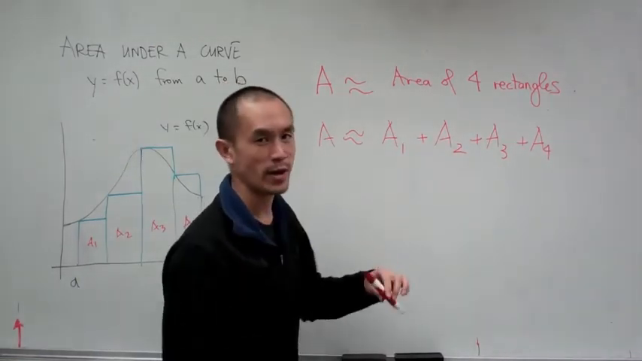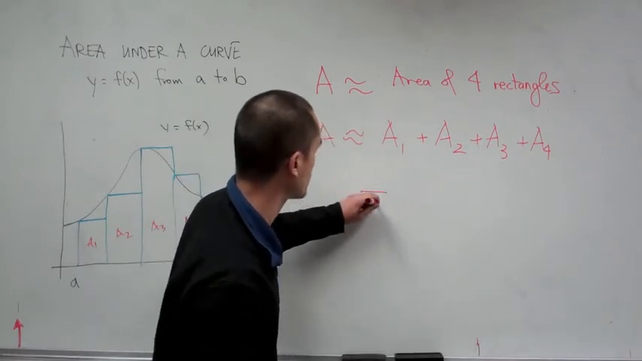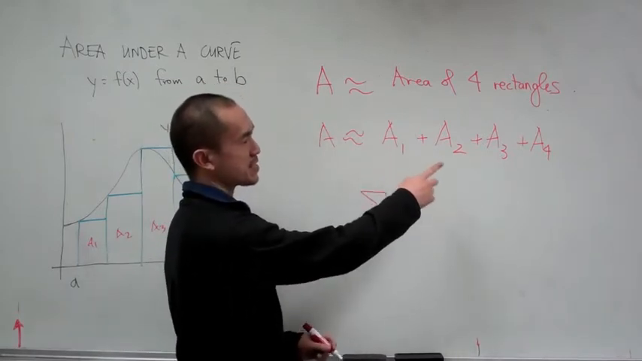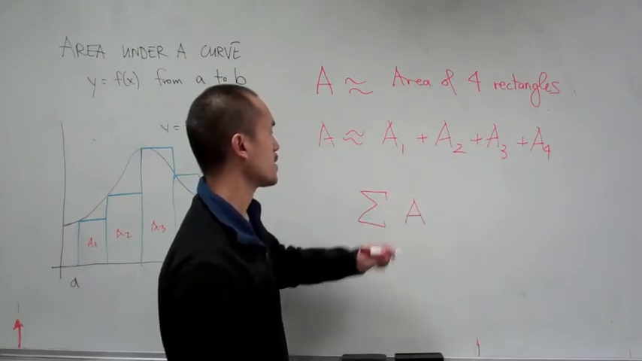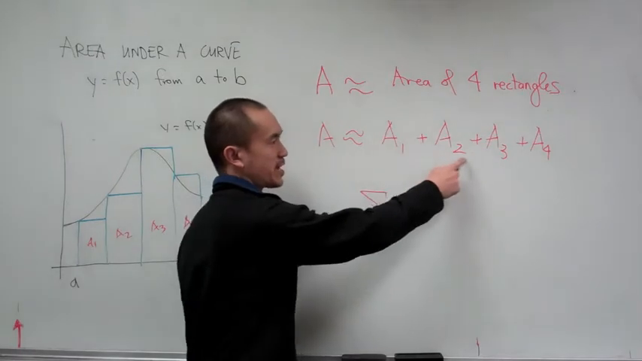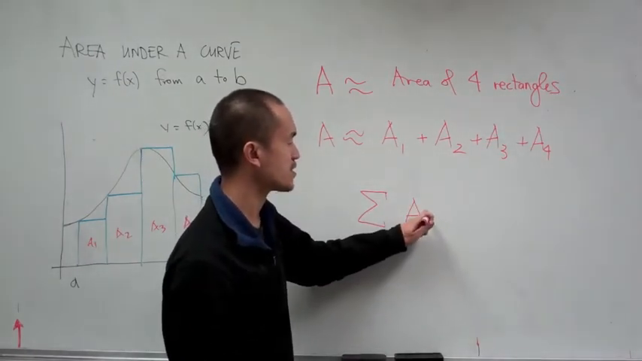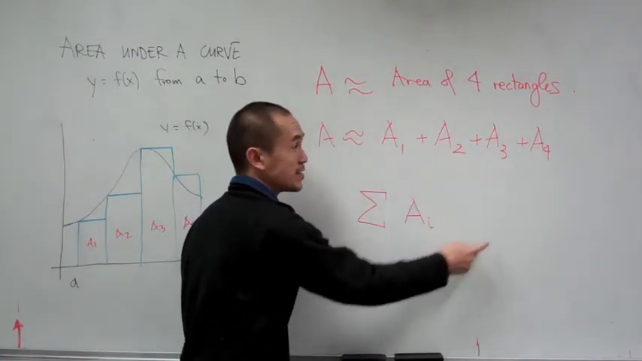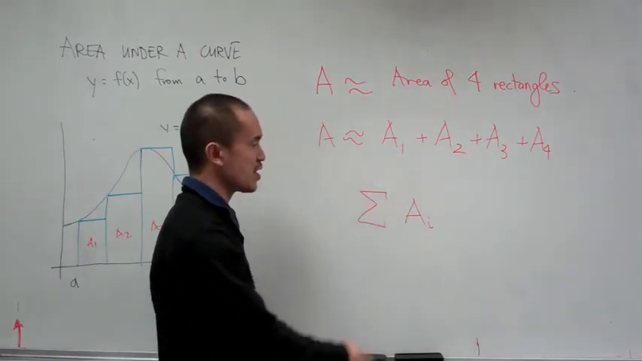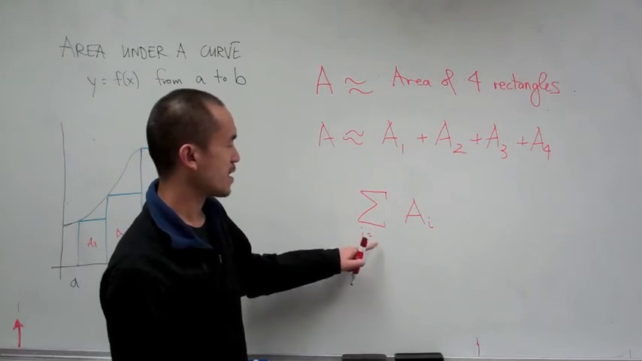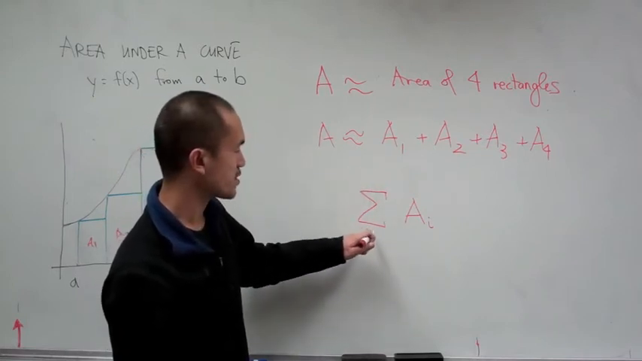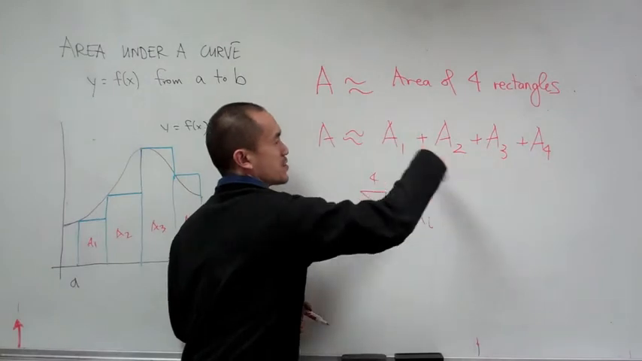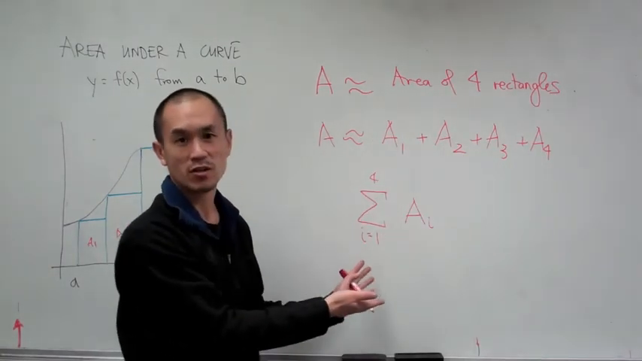The way we indicate you want to add a whole bunch of things together, we use the Greek letter sigma. I want to specify that I'm adding areas together, so I'm going to put A. But I don't want to specify if I'm doing the first, the second, the third, or the fourth, so I'm going to put an index i here. This is like a variable. When i is equal to 1, I mean the first one. When i is equal to 2, I mean the second. When i is equal to 3, I mean the third. When i is equal to 4, I mean the fourth. In the sigma notation, you want to indicate where i begins and where i will end. i begins with 1, that's the first rectangle, and it ends with 4, in this case the fourth rectangle. So instead of writing this, I can just write this, and it means the same thing. This is what we call sigma notation.